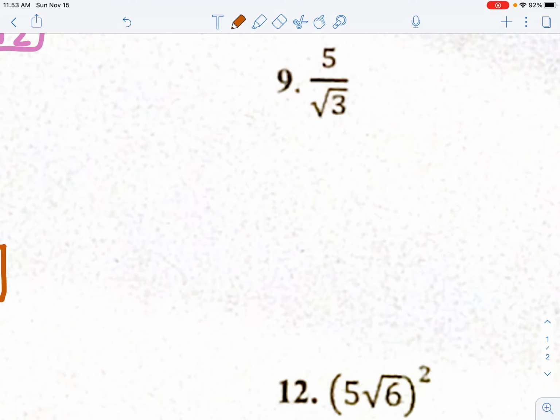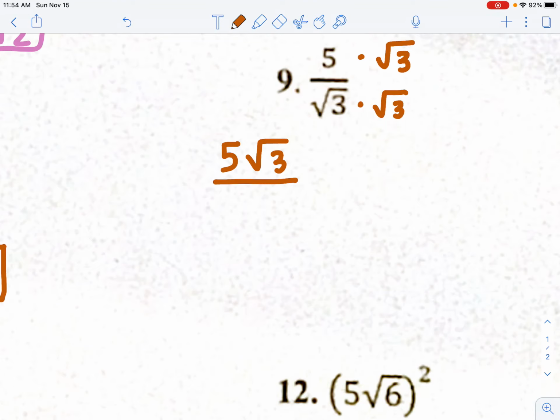Okay? So in order to rationalize it, you're going to multiply it by the radical itself. So I'm going to multiply the bottom by radical 3. If I multiply the bottom of the fraction, to be fair, I have to multiply the top of the fraction as well. So the top, I've got 5 times radical 3. Now, those aren't like terms. One's a coefficient and one's a radical. So the top would remain 5 radical 3.